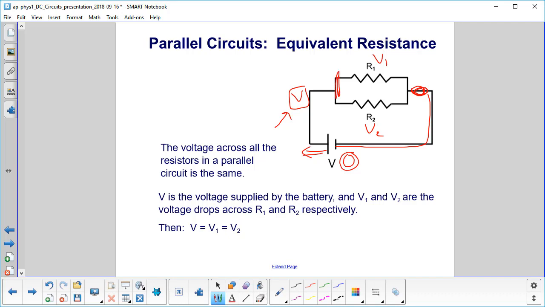So if this side of the resistors is V, this side is 0 volts, what does that mean? Charges, whether they go through the top or the bottom, will drop the same voltage. So now we have V, which is the voltage from the battery, is equal to V1 and V2. Separately, V equals V1 equals V2. Can you see how this is the reverse of what we did for the series circuit? Please feel free to go back and check out the slides and see how the assumptions there were just the opposite of what we have for parallel circuits.